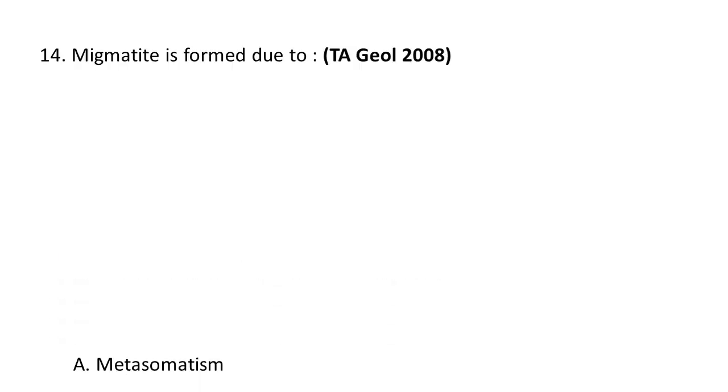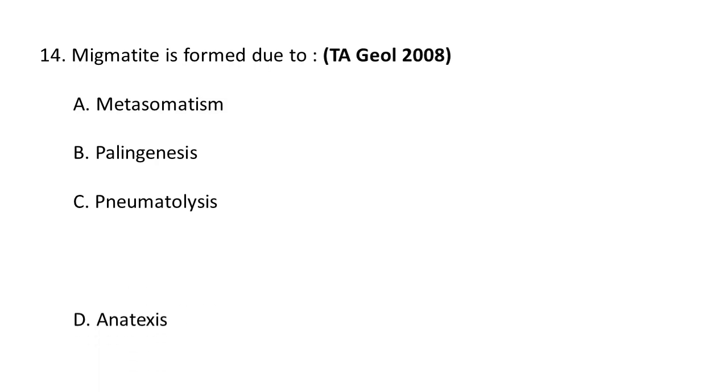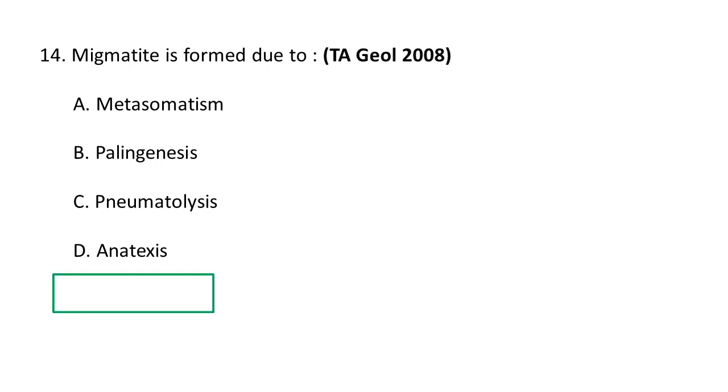Next question. Migmatite is formed due to A. metasomatism, B. palingenesis, C. nematolysis and D. anatexis. So migmatite is formed due to anatexis. Anatexis is a common result of high grade metamorphism, and it's a key process in the stabilization and differentiation of continents. Migmatites are metamorphic rocks formed by anatexis and are usually heterogeneous. This is the process of partial melting of the crustal rocks, and these show evidence of partial melting at the microscopic to macroscopic scale as well. So migmatite is formed due to anatexis.